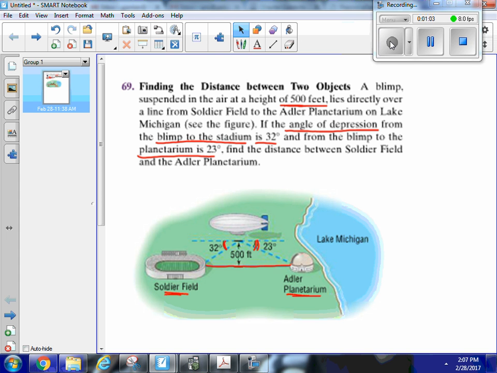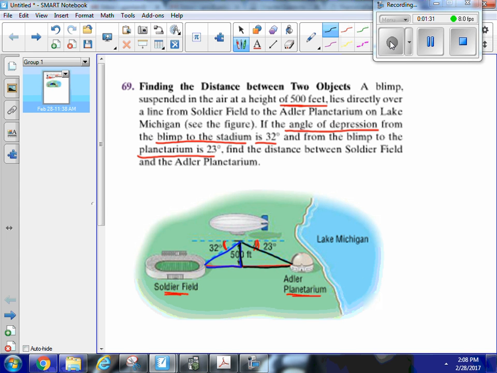So this is a case of find the triangle. And I think we can see the triangles right here. I have one triangle right there. That's 500 feet. Here's a base, and here's a hypotenuse. And then I have another triangle, the same 500 feet. Here's the base. Here's the hypotenuse.